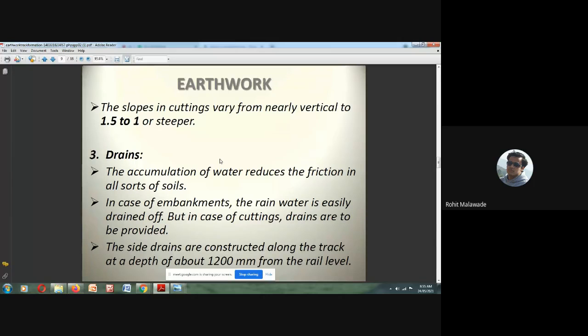In case of embankments, the rainwater is easily drained off. But in case of cutting, drains have to be provided. The drains have to be constructed along the track at a depth of around 1200 mm from the railway level. It has to be below the railway level, that is how much it is, 1200 mm from the railway track.